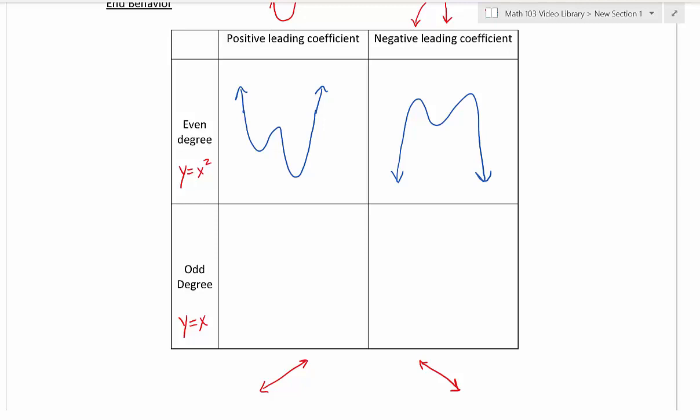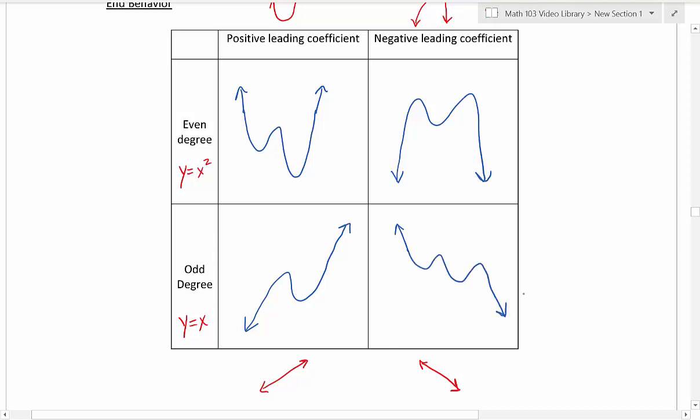All odd-degree polynomials have the same end behavior. So any odd-degree polynomial with a positive leading coefficient is going to enter from the bottom, do some stuff in the middle, and then exit out the top. Any odd-degree polynomial with a negative leading coefficient is going to enter from the top, do some stuff in the middle, and then exit out the bottom.